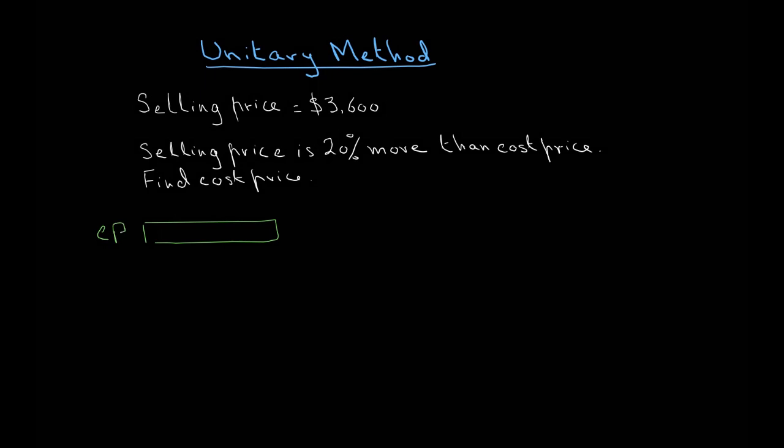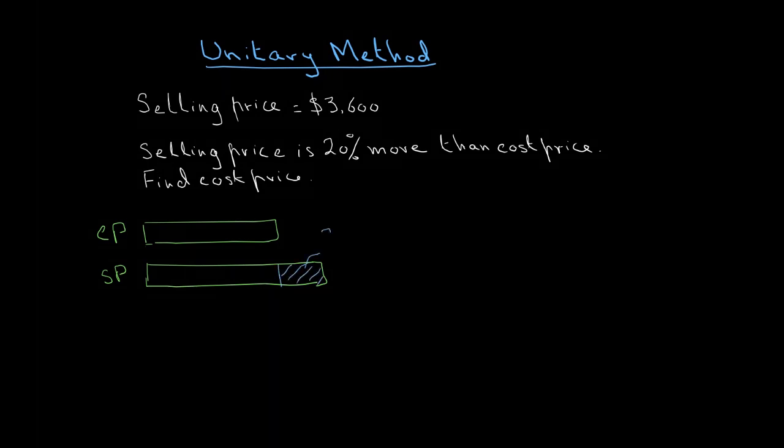We know that the selling price is more than the cost price. And how much more than the cost price? Well, this is how much more it is, and this is 20% of the cost price, right? So we have to find the cost price. Now we know the selling price is 120% because the cost price would be 100%, as we are using 20% of the cost price.